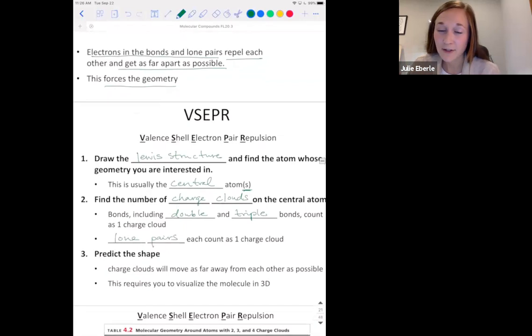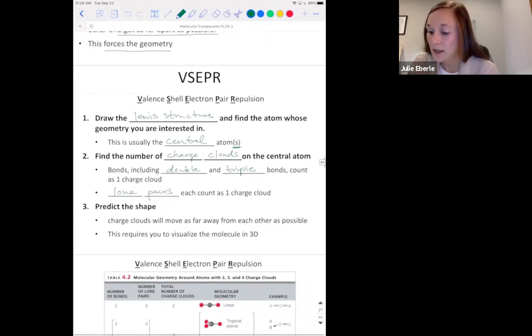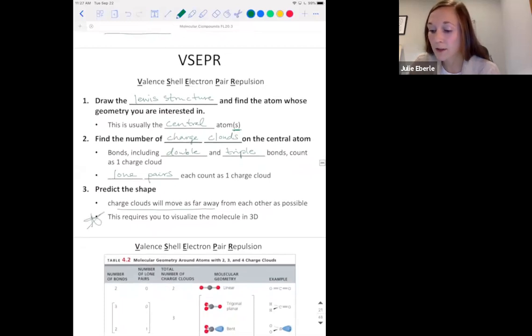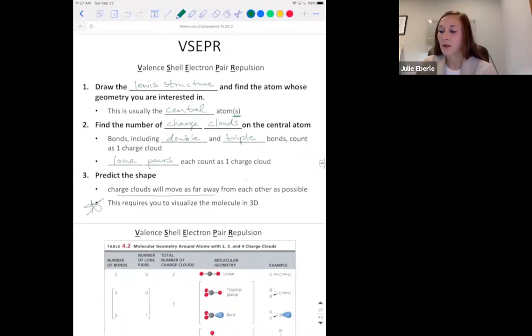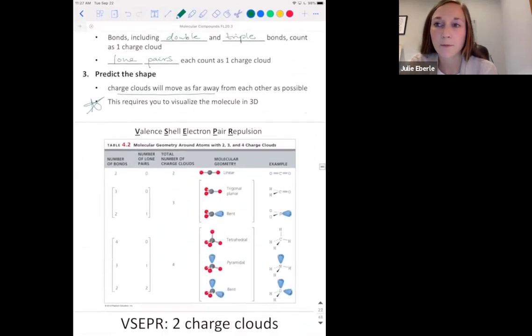I actually think this stuff is kind of fun because it's like a puzzle. I'm going to show you how it's like a puzzle. And then lastly, you're going to predict the shape, okay? So charge clouds will move as far apart as possible, bonds and lone pairs, and it requires you to visualize the molecule in 3D. That's the whole point of this, all right? This right here is the whole point of what I want you to do. I want you to visualize the molecule in 3D. So this table that I'm showing you now is in your textbook.